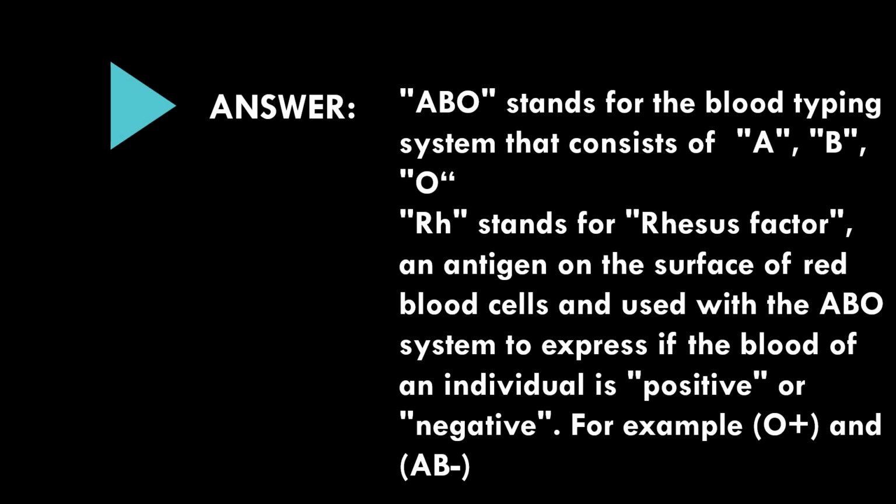ABO stands for the blood typing system that consists of A, B, O. RH stands for rhesus factor, an antigen on the surface of red blood cells and used with the ABO system to express if the blood of an individual is positive or negative. For example, O+ and AB-.